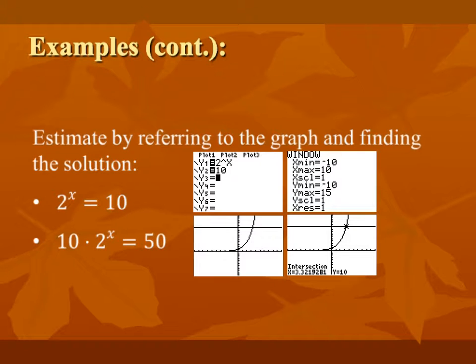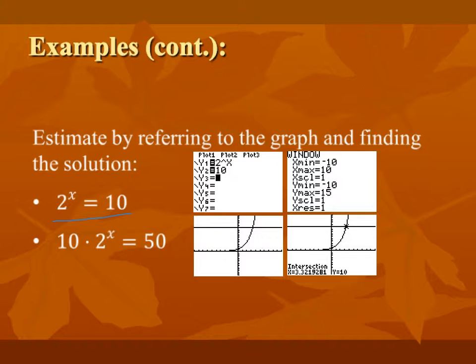So what I'm going to do to be able to estimate the solutions to this equation, 2 to the x is equal to 10, is I'm going to go to my y equals window, and in y1 I'm going to enter the exponential function 2 to the x power. In y2 I'm going to enter y equals 10, which will give me a horizontal line at positive 10.